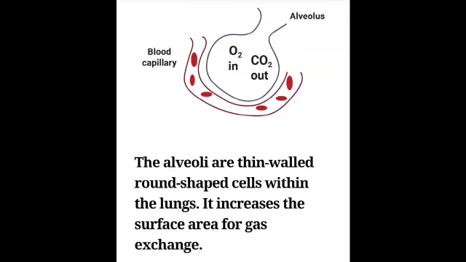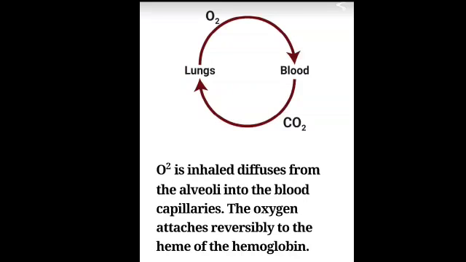So alveoli are thin-walled, round-shaped cells within the lungs, and they increase the surface area for gas exchange. The oxygen that is inhaled diffuses from the alveoli into the blood capillaries. Diffuses means they move from the alveoli into the blood capillaries, and the oxygen attaches with the hemoglobin in the blood to form oxyhemoglobin. This oxygenated blood, that is blood rich in oxygen, is carried to the heart, from which it is pumped to different parts of the body.